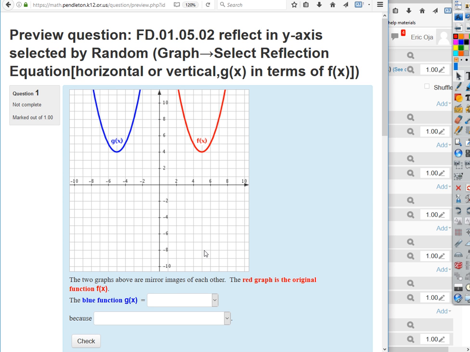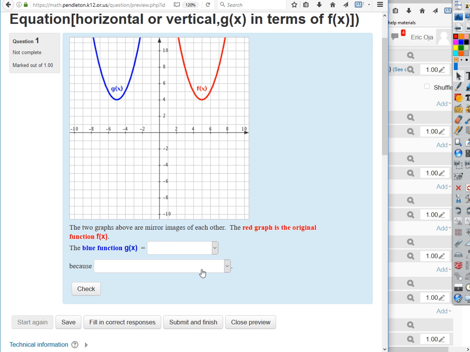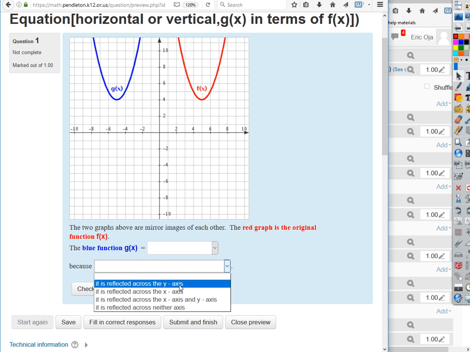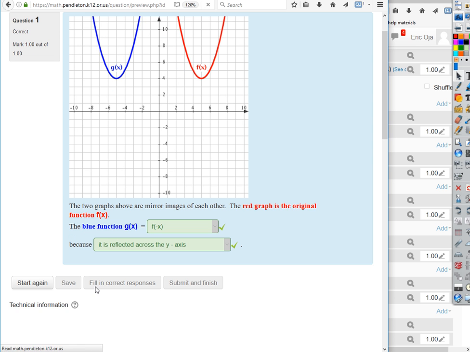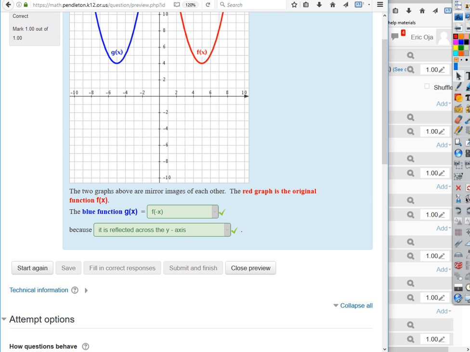There we go. How about this one? So this time they're reflected across the y-axis. So what are we gonna do there? X. Good, we're just gonna trade all the x's for negative x's. Okay? All right.